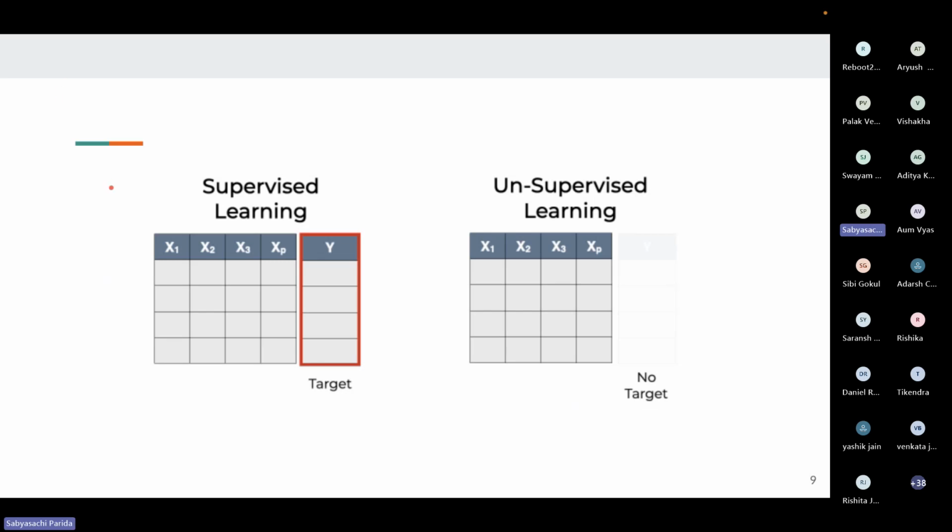Okay. So this is an example of how supervised learning and unsupervised learning differ. In supervised learning, we have an explicit Y, which is the target. And in unsupervised learning, we have no target, so there is no Y over here. Based on all these features, we are trying to build a particular model.